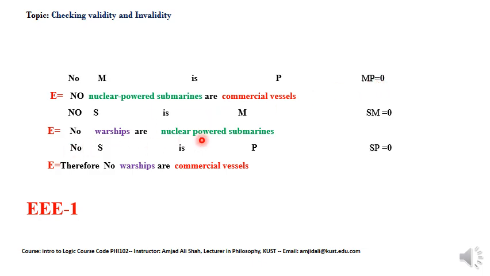So no warships are nuclear powered submarines. No S is M, SM is equal to 0. Therefore, no S is P. That is the conclusion, no warships are commercial vessels. So this is EEE1. In figure 1, the middle term is in the very beginning of the first premise and in the end of the second premise.